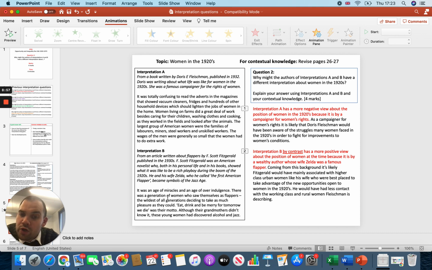Now, before I even read the content of this extract, I can probably guess he's going to have a slightly more positive take on the opportunities for women in the 1920s because his wife was a flapper, one of these women who was able to take advantage of the new lifestyles of the 1920s. So let's see what he has to say.